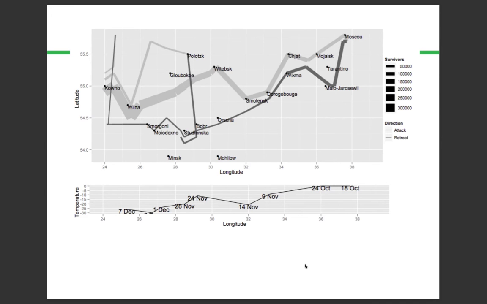I redid the graphic in R showing the same attack and retreat, taking his data and putting on some of the cities, a few of the major cities. Moscow was where he ended. But you can see the temperature as they left Russia during the winter of 1812-1813. So in October it was cold, but by early December, it was minus 30 degrees Celsius, which is getting close to minus 30 degrees Fahrenheit, or if not more. So you can see we've represented this whole Russian campaign in just one two-dimensional graphic.